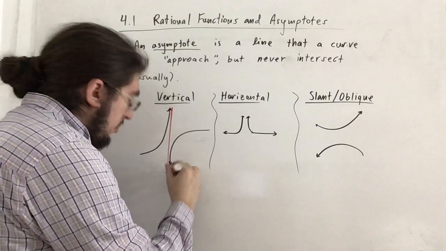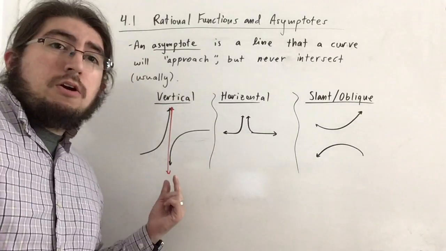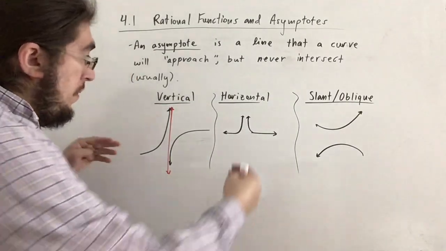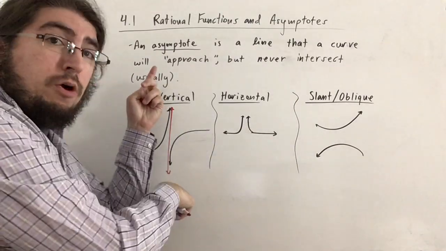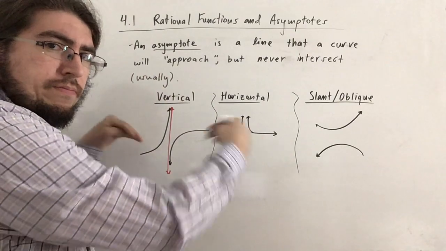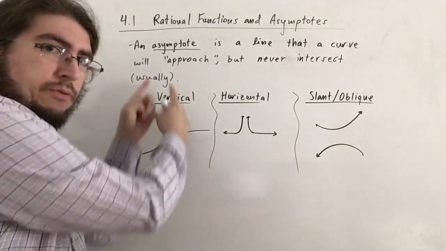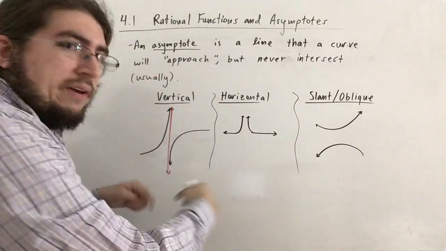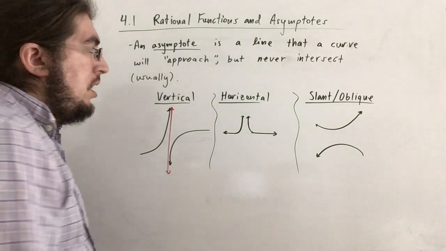So imagine this vertical red line is not the curve, it's not even a part of the curve, but it is a vertical line that the curve will approach. In this case, it's in either direction, but it could be in the same direction or that direction as well. So either both towards positive infinity or towards negative infinity. In this case, it's towards each.